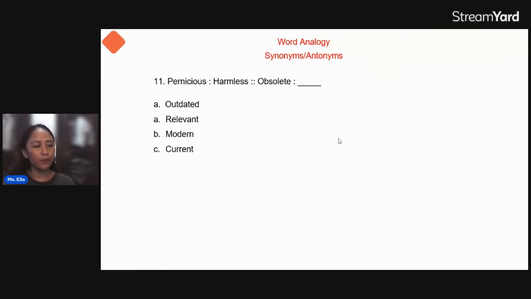Okay, so the correct answer for number 11 is relevant. Why is it relevant? Okay, so we have here pernicious, harmful, right? And then paired with its antonym, which is harmless. So pernicious, harmful, antonym, harmless. Obsolete here means no longer relevant, right? Like obsolete being ignored already, being forgotten already. So no longer relevant, that means the antonym of obsolete is relevant. Okay, that's correct. It's letter B, relevant.